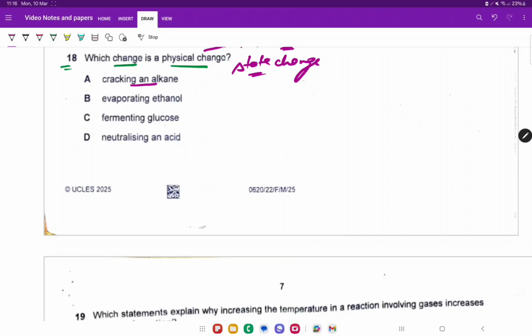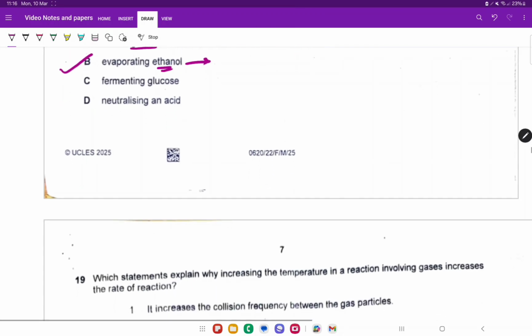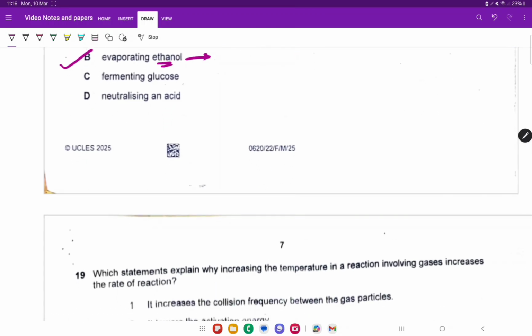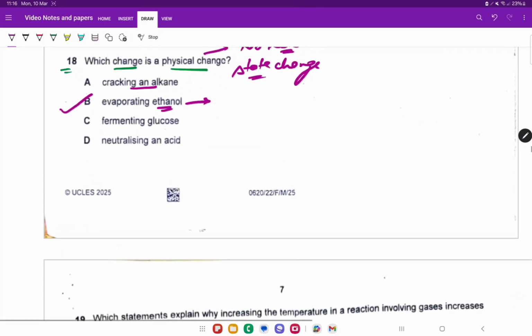Option A is cracking of an alkane. Cracking of alkane is a chemical change, because we are forming a new substance. Evaporation of ethanol: yes, we are converting ethanol liquid into vapor state. It means it's a physical change. Answer should be B. Fermentation of glucose is not possible. Neutralization of acid is also a chemical reaction. So these are chemical. Only B is a physical change.